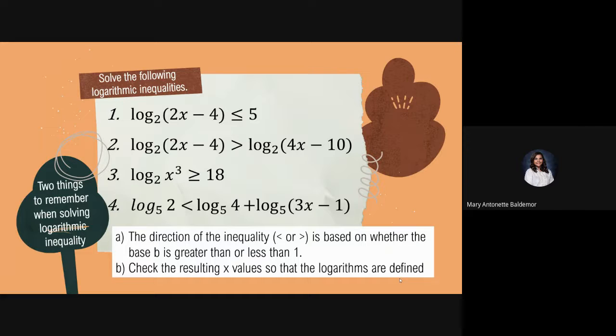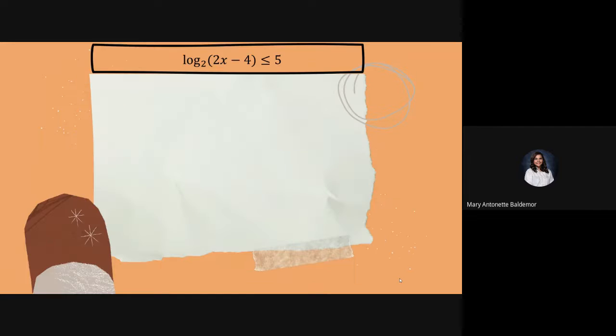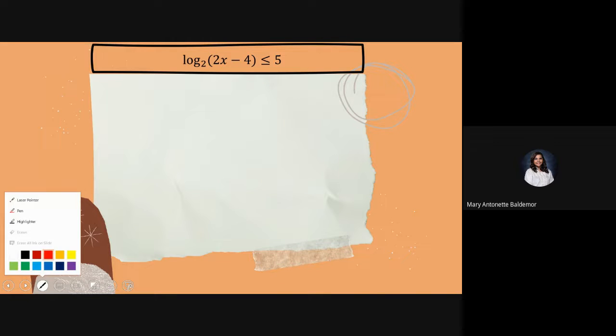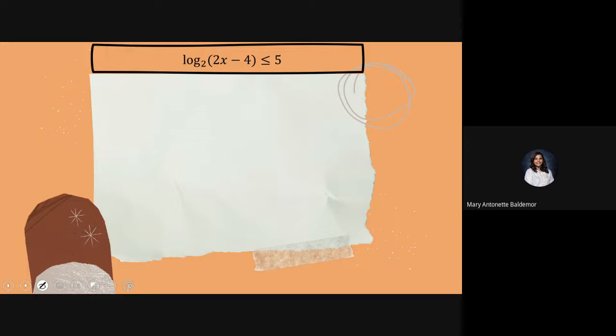And also to add, the direction of the inequality changes whenever we divide both sides of the inequality by a negative number. Okay, so let's try number one. We have the logarithm of 2x minus 4 with base 2 less than or equal to 5. Now, in this case, as compared to the logarithmic equation, we cannot simply transform this inequality to an exponential equation.